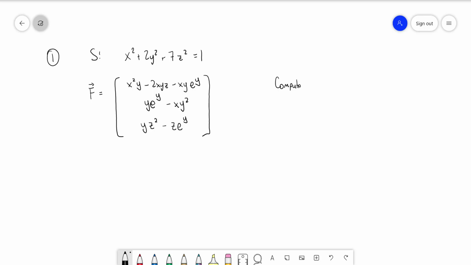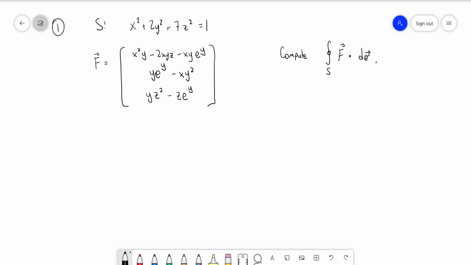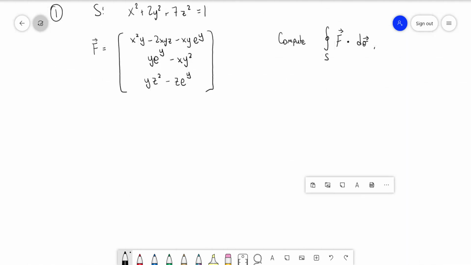All right, so in order to compute this flux integral of our vector field F along the surface of the ellipsoid. Okay. So again, there's two ways of going about this problem, and I'll talk about both ways. So we'll call this one method 1 first. So method 1 is to just evaluate the flux integral directly.